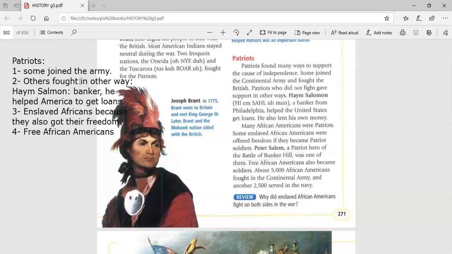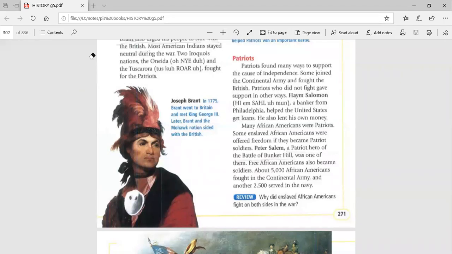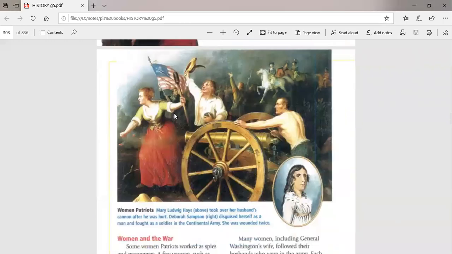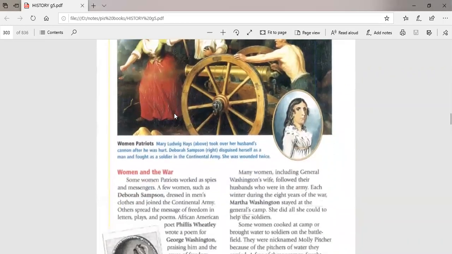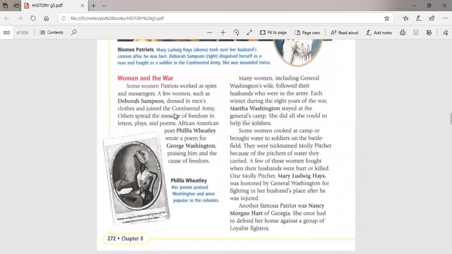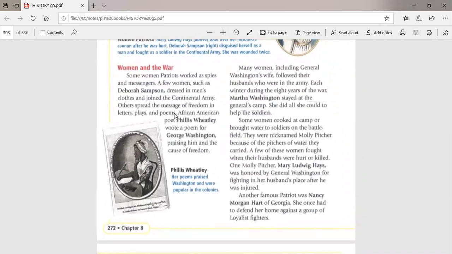Okay, that's good. And then erase that and move to the next page. Okay, the next page here is speaking about the women. Okay, what was the women's role in the Revolutionary War? What did the American women do in the war?